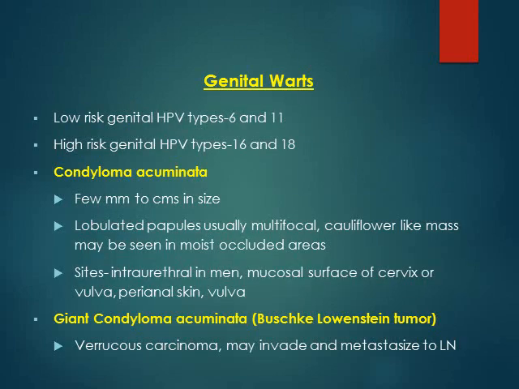Genital wart is the wart which is seen in the genital area. Low risk genital HPV types are such as 6 and 11. Then there are high risk genital HPV types 16 and 18. Genital warts are called condyloma acuminata, a few millimeters to centimeters in size, lobulated papules, usually multifocal, cauliflower-like masses, may be seen in most occluded areas.